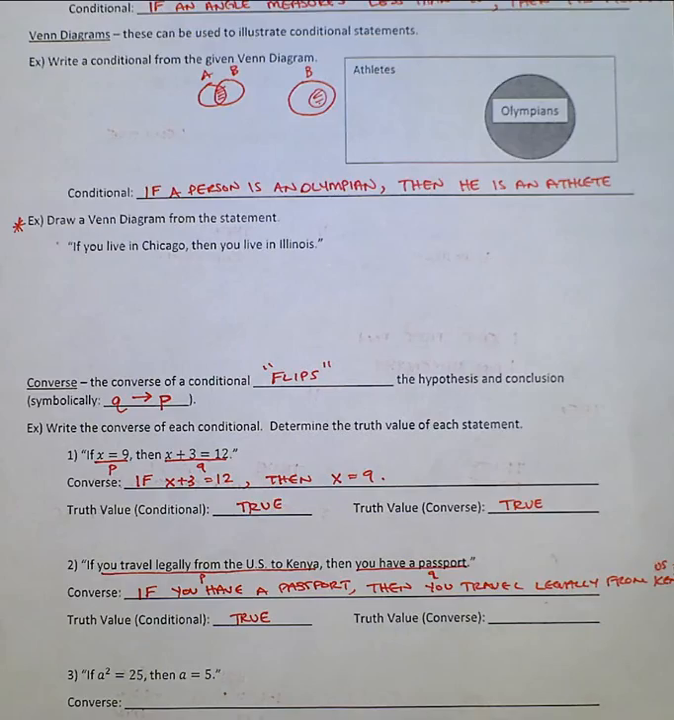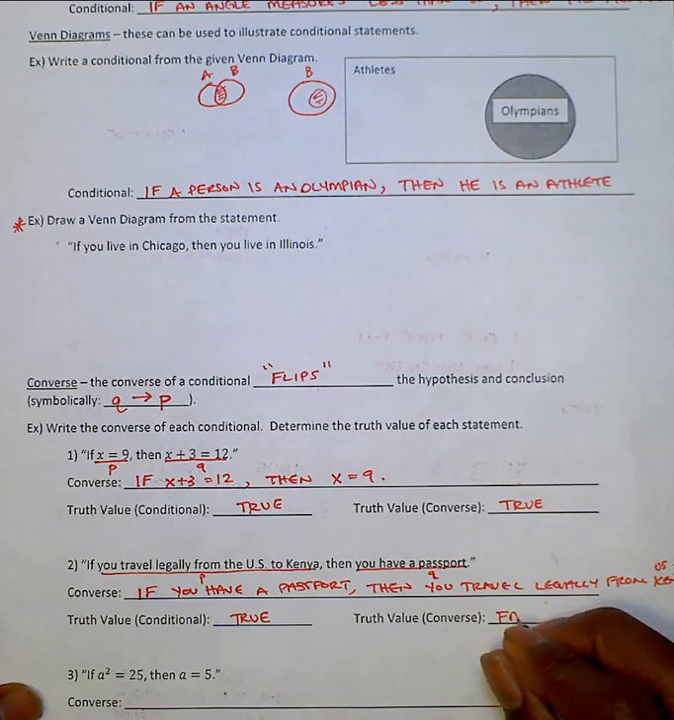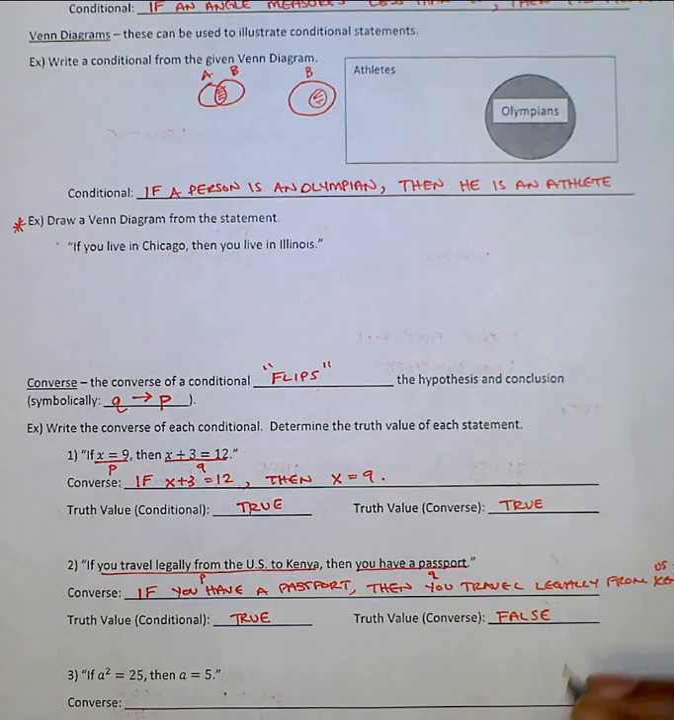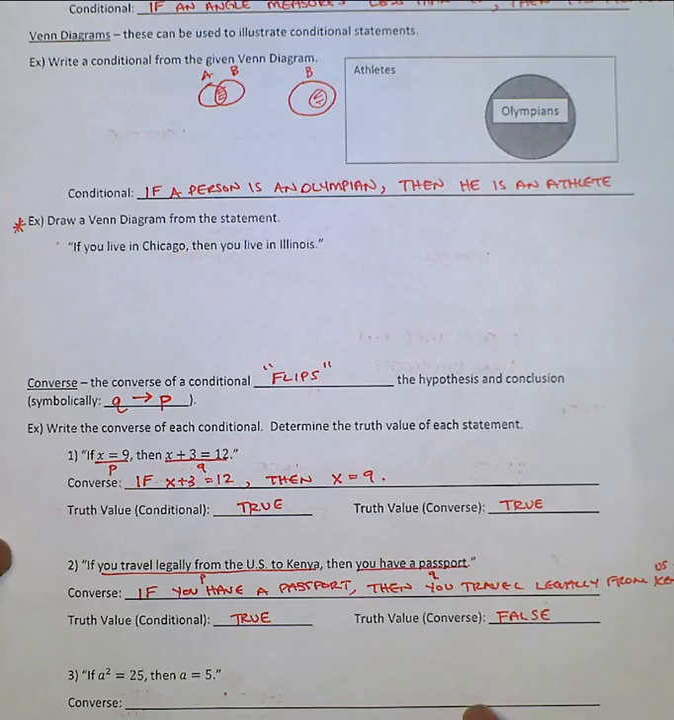Flip it. If you have a passport, then you travel legally from U.S. to Kenya. You could, but that's not what it says. It says you do travel that way. That's false. I've got a passport and never gone from U.S. to Kenya. I would do it legally if I did, but since I didn't, that's false. I could show myself as a counterexample: I have a passport, never gone legally from U.S. to Kenya.